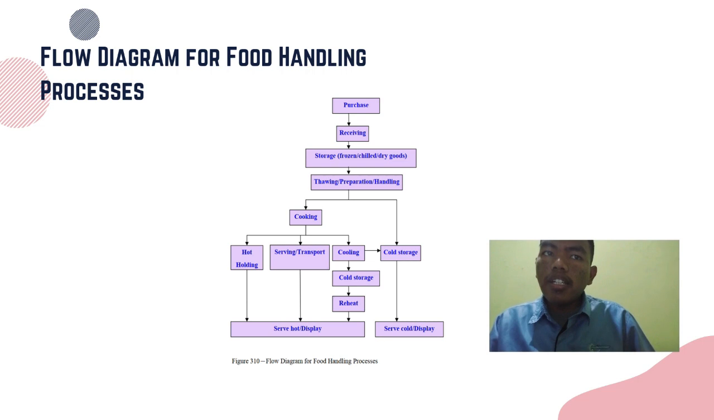And next we can see cooling after cooking. It means that the food is served in a cool condition, but it is cooked. This is food that has been cooked and is intended to be kept under refrigerated storage before serving.